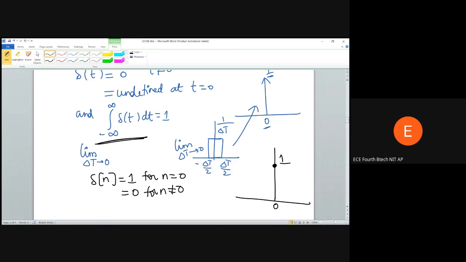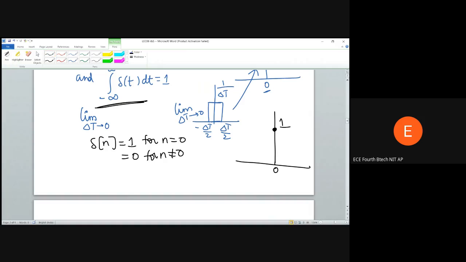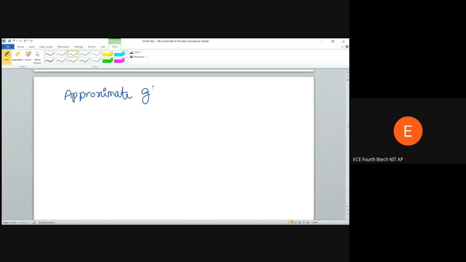Now, approximating a signal g of t over the interval t1 comma t2 by a set of n mutually orthogonal signals x1, x2, and so on up to xn. Okay, let me write this. So I would like to approximate the signal g of t.